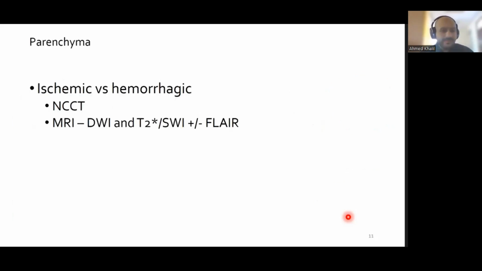So let's move on to our first P, the parenchyma. It's perhaps the most important pathophysiologic process that's being assessed in acute stroke. And there, the first and most important question to the treating clinician is: is this an ischemic stroke or is it a hemorrhagic stroke? So is the stroke being caused by the blockage of an artery, even if it's a very small artery, or is there a bleed in the brain? Because the treatments for these two different entities are completely different.